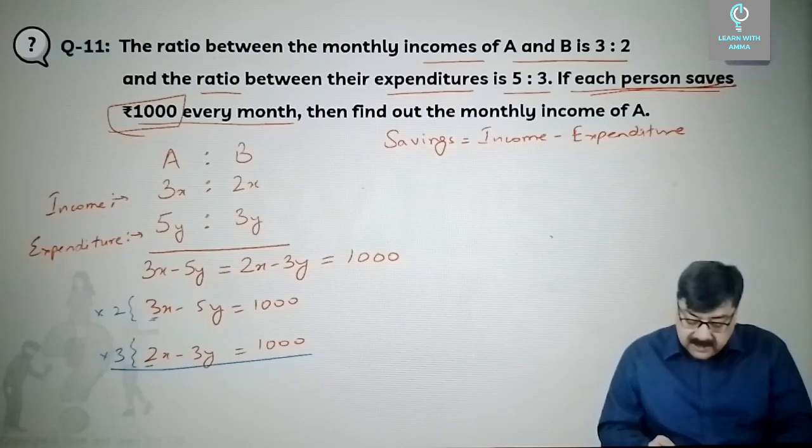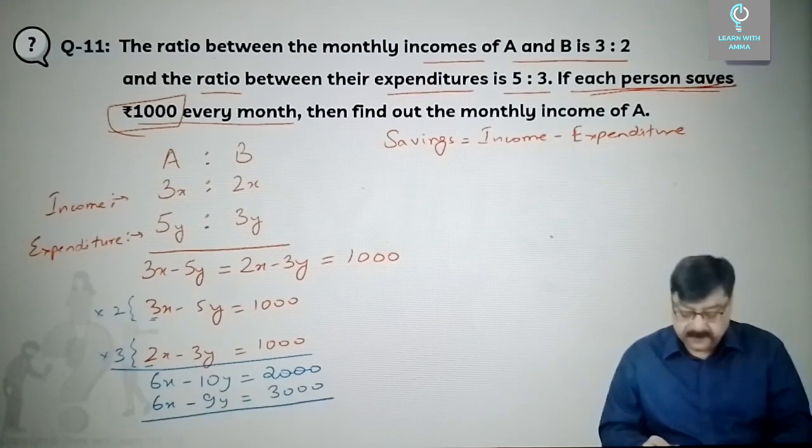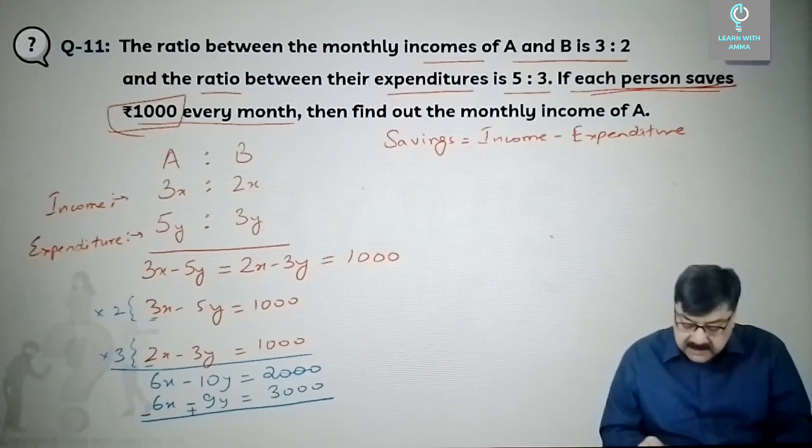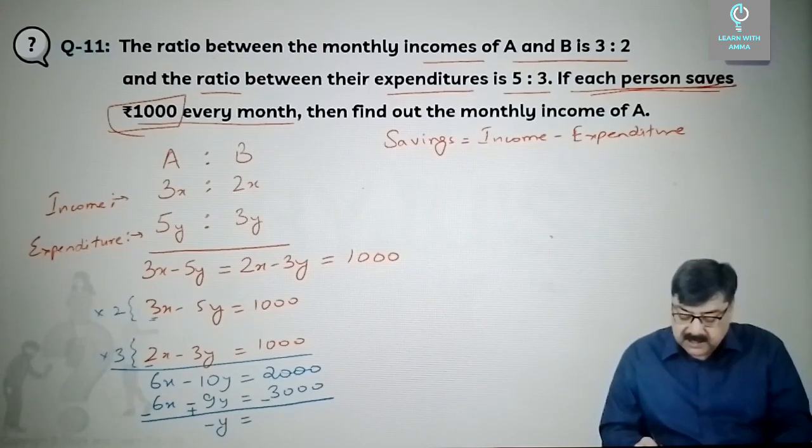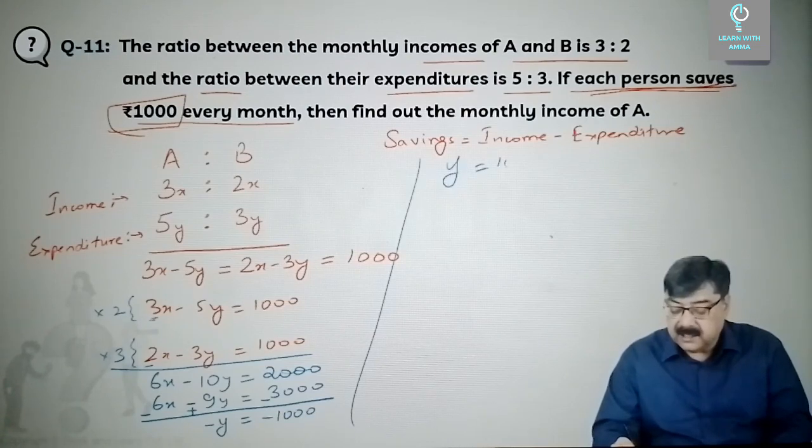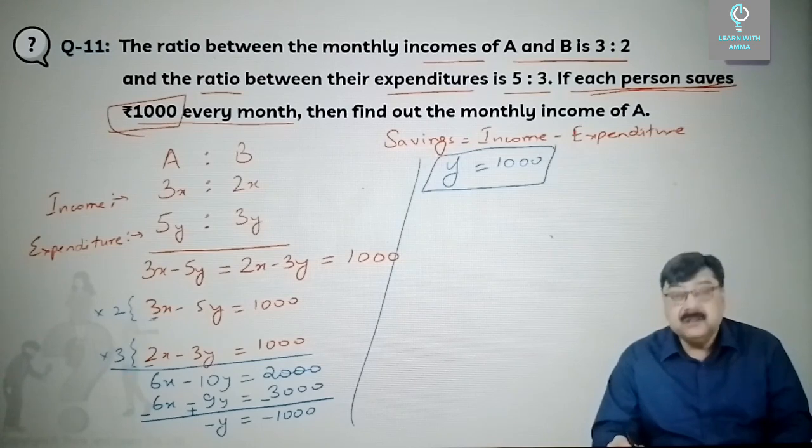So what we get here is 6x minus 2 into 5, 10y is equal to 2000. And 3 into this complete equation, so 6x minus 3 into 3, 9y is equal to 3000. So solving these two equations, this is minus, this is plus, the signs change here. So this is minus y is equal to minus 1000. Now we know that multiplier y is 1000.